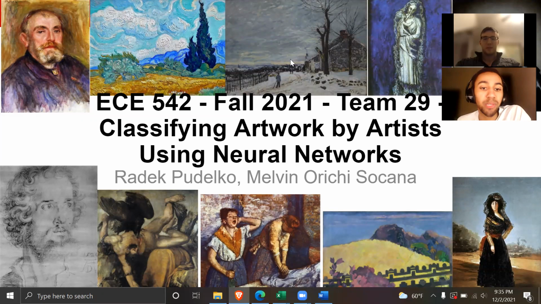Hello, we are Team 29, and our project was classifying artworks by their specific artists using a convolutional neural network. Our motivation was that our group is very interested in art, and being able to classify paintings is a big challenge whenever new, unseen paintings from famous artists appear.